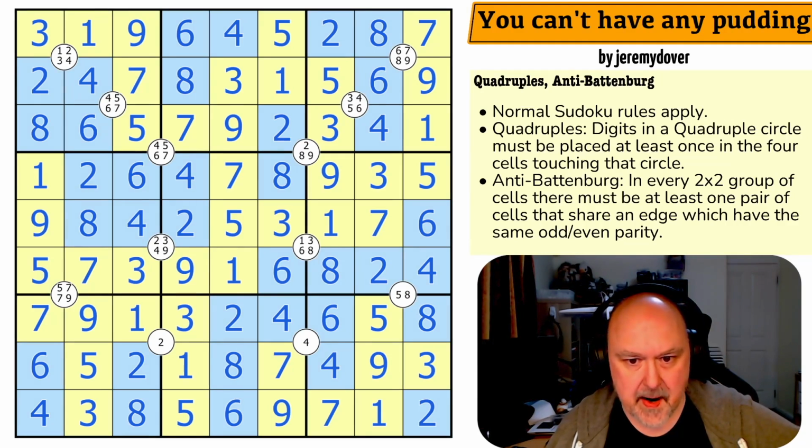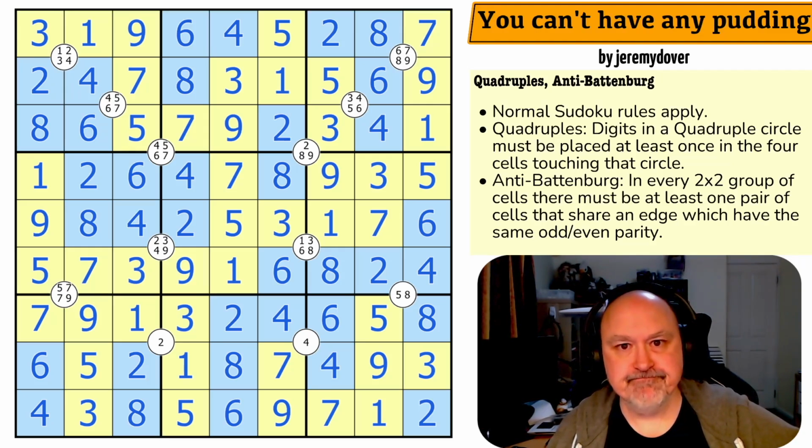That is amazingly fun. I liked that puzzle. That was really, really cool. And you can't have any pudding if you don't solve your Sudoku. That was really, really cool. Wow.